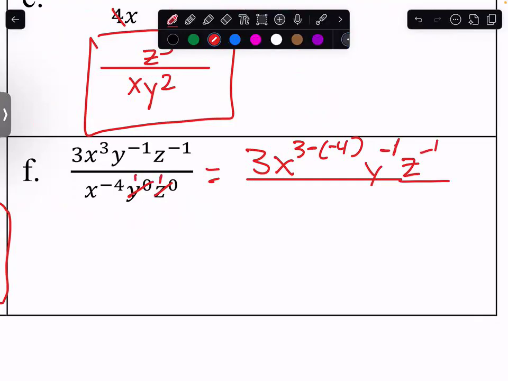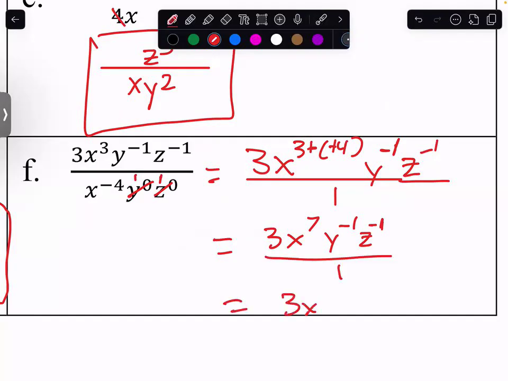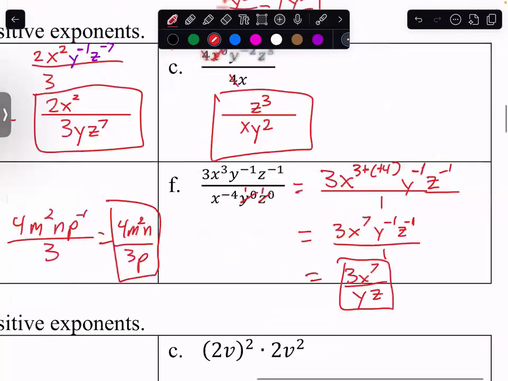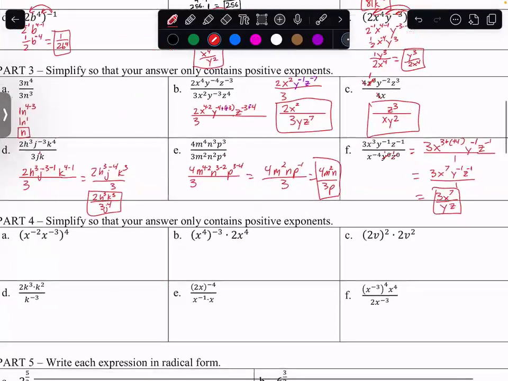Okay, so right now there's currently no denominator, right? But I'll just put a temporary 1 there. 3 minus -4 is 7. Okay, and then now the y and the z both move into the denominator.